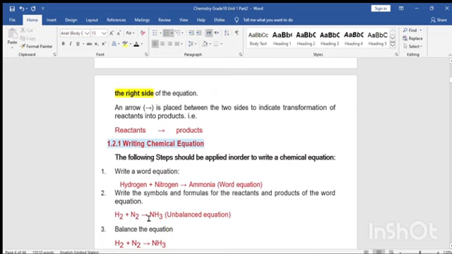Balancing chemical equation. Here, as you can see, hydrogen on the product side is 3, but on the reactant side is 2. You can simply balance it by interchanging these two numbers: use this number as the coefficient of ammonia and this number 3 as the coefficient of hydrogen. Then 3 times hydrogen becomes 6. 3 times 2, this is the hydrogen molecule, 6.